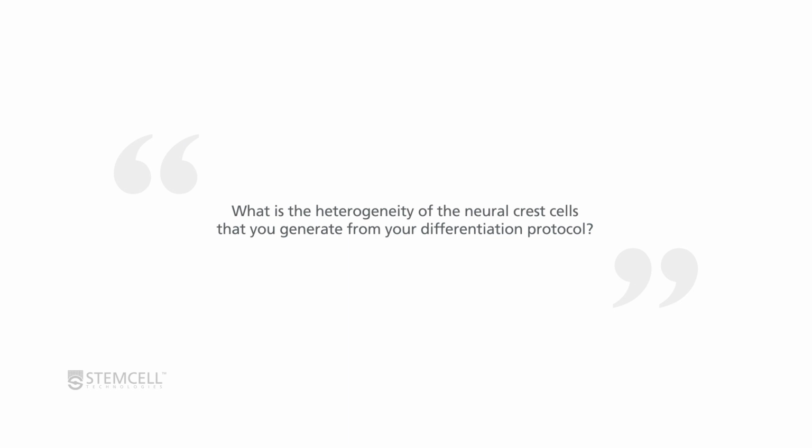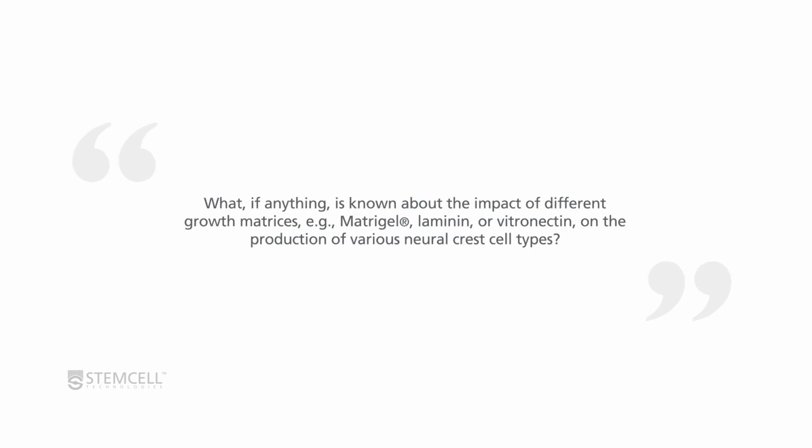Thank you. We have one other question about growth matrices in culture. So what, if anything, is known about the impact of different growth matrices, for example, matrigel, laminin, or vitronectin, on the production of various neural cell types? And I think they mean neural crest.